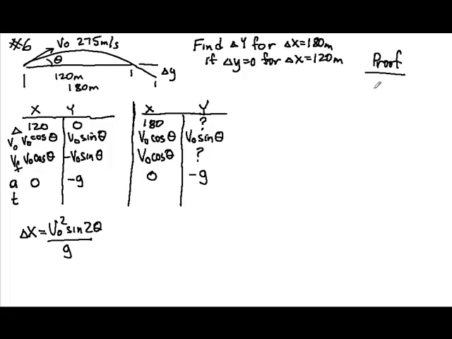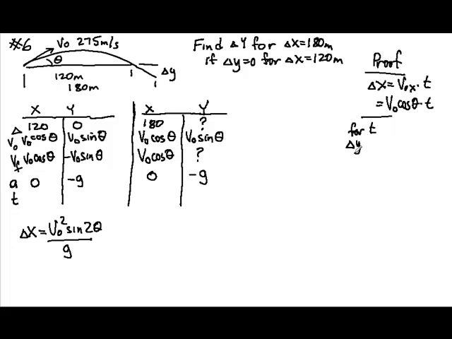Okay, so let's take a look at this. My change in x is equal to my velocity in x times time. Let's go ahead and substitute that. Our velocity in the x direction is v naught cosine theta times t. What we need now is to be able to solve for t.